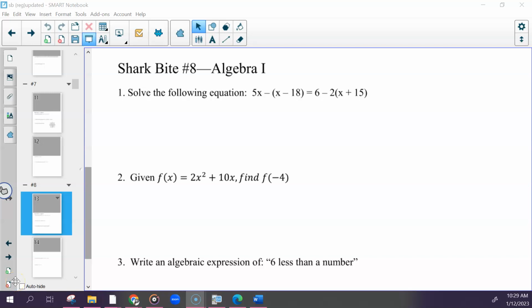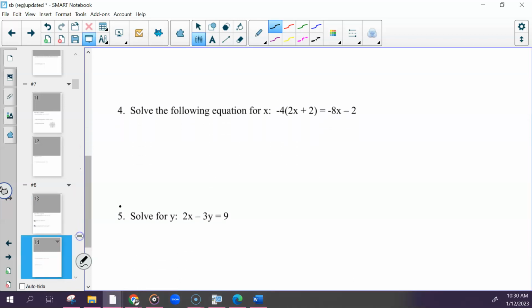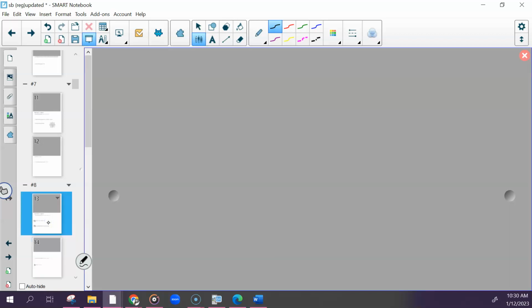On the shark bite, what questions do we want to see? Go over, had questions about. So, number 3. Any others? Anaya. Number 2. We have 2, we have 3. Any others? 5. And 4. Okay.